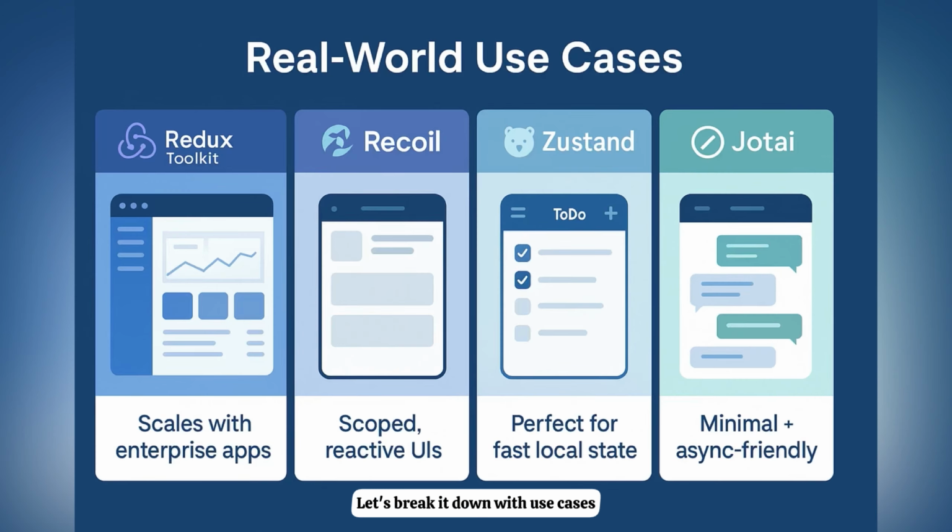Let's break it down with use cases. If you're building a large e-commerce platform, go with Redux Toolkit. Its strict structure and debugging tools are a lifesaver. For apps with lots of isolated UI elements, like a social media feed, Recoil works beautifully. For small productivity tools like note apps or task managers, Zustand is fast and frictionless. And for async-heavy features like chat clients or streaming apps, Jotai offers low-setup reactivity.